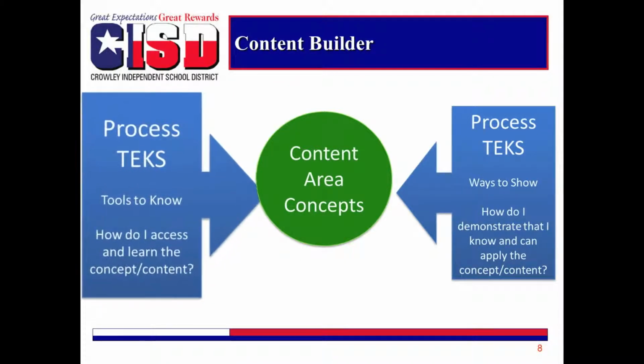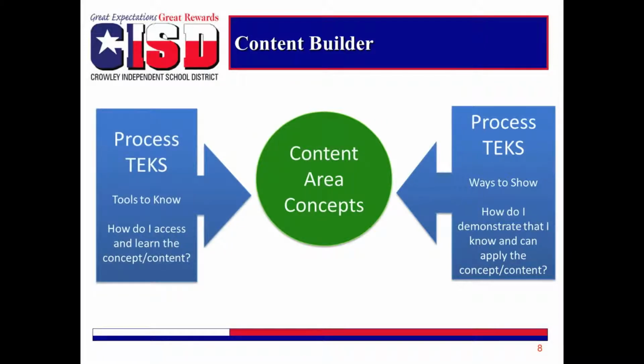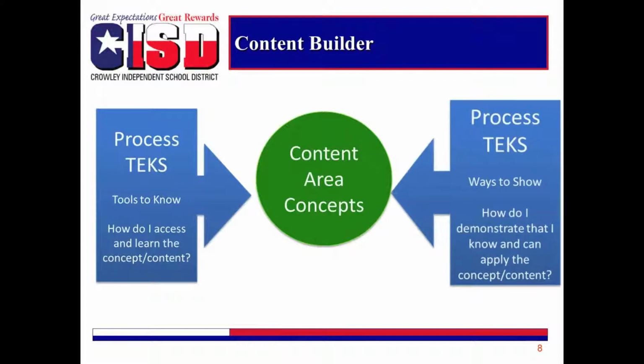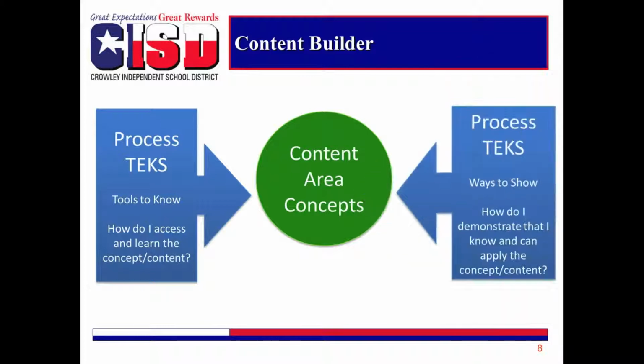The tools to know process standards act as a stimulus for students by providing strategies and structures students use to access learning. Some examples include the use of lab equipment and asking well-defined questions. The ways to show process standards provide an opportunity for students to demonstrate understanding and communicate through an application of learning. Some examples are analyze and interpret information, communicate valid conclusions, construct appropriate graphs, and develop a model, just to mention a few.